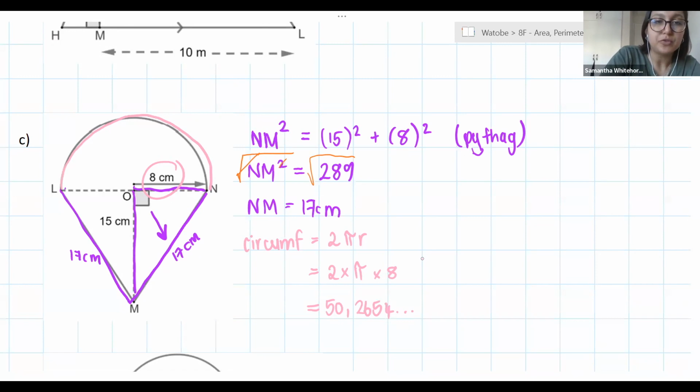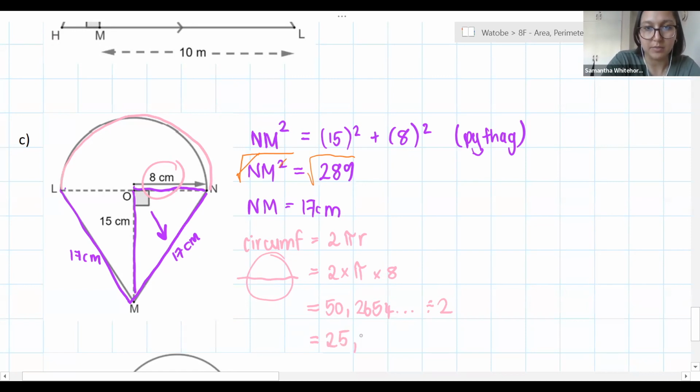Now that is for a full circle. Remember, this is for a full circle. We only want half a circle. So what I need to do with this answer is divide it by 2, because that will give me the semicircle's length that I want. When I divide that by 2, I now get 25.1327, and again, there's a whole long decimal.